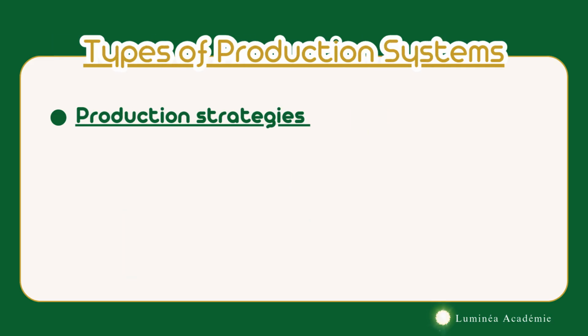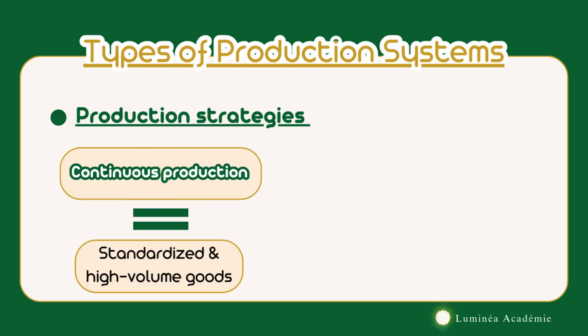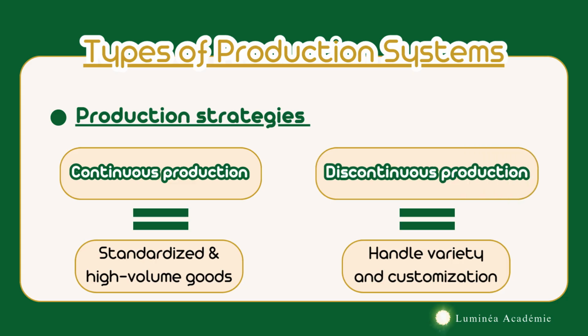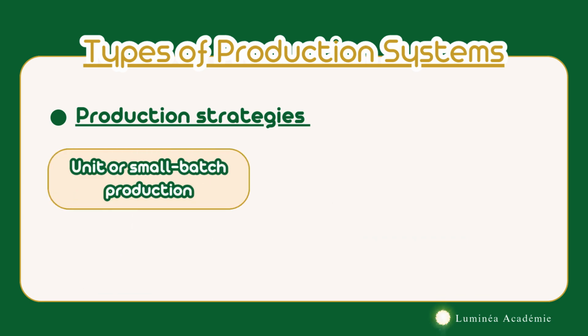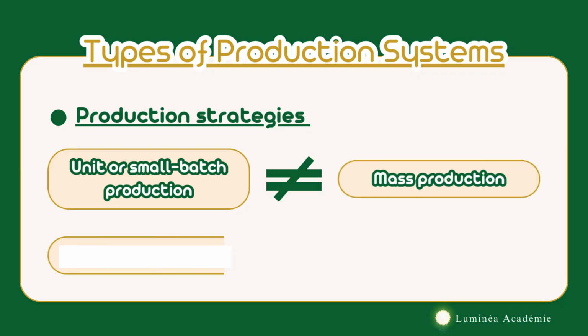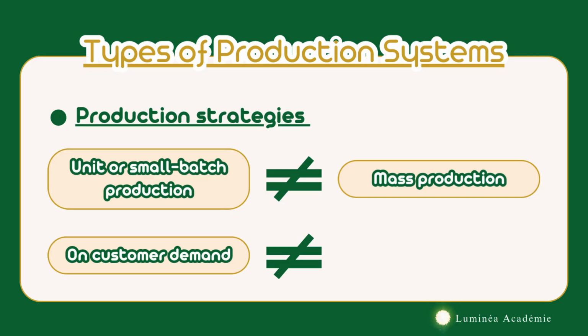To adapt to these technological changes, companies must also choose the right type of production system. Some industries rely on continuous production for standardized, high-volume goods, while others use discontinuous production to handle variety and customization. Production can also differ based on quantity, ranging from unit or small batch production to mass production, and on customer demand, whether products are made for stock or produced only after receiving an order. In short, technology and production choices are closely connected. Together, they determine how efficient, flexible, and competitive a company can be in today's business environment.